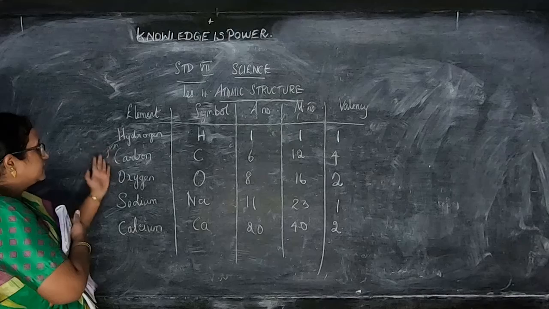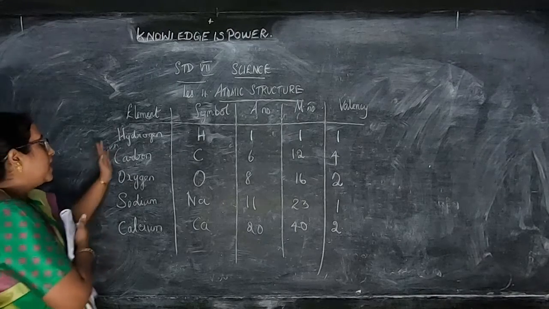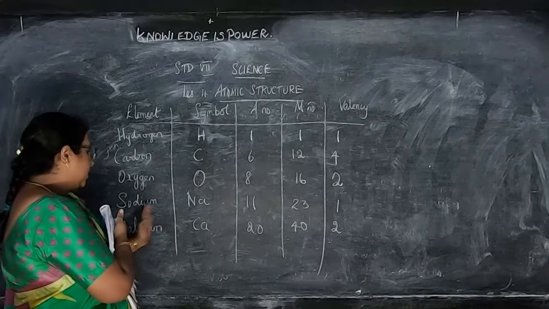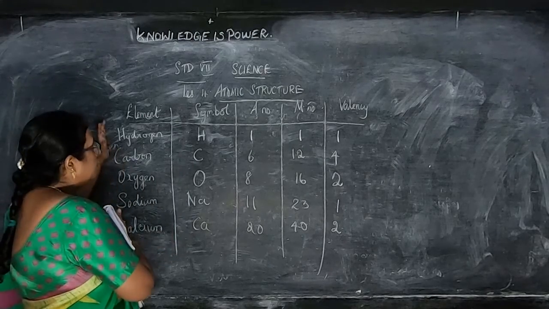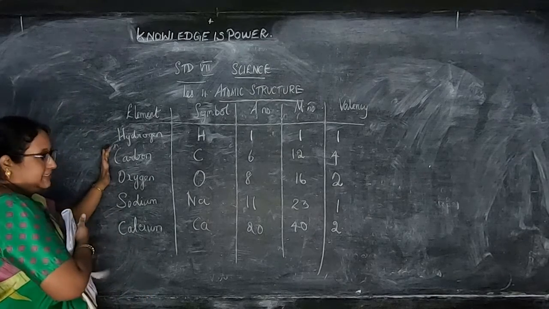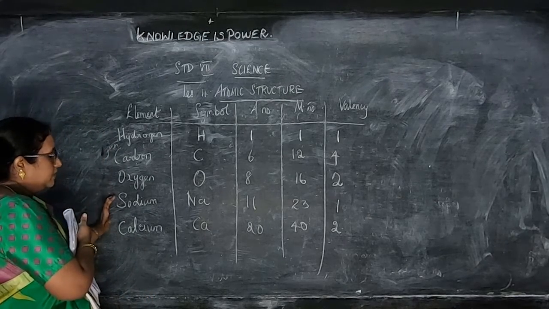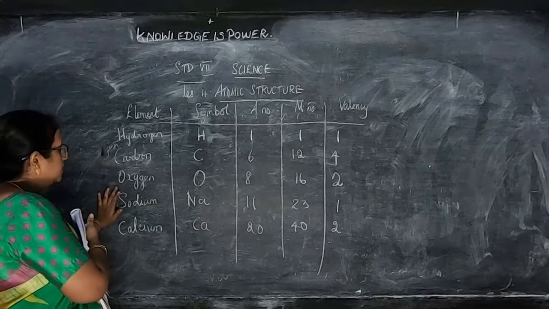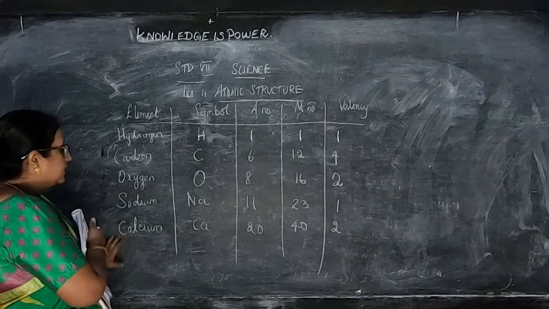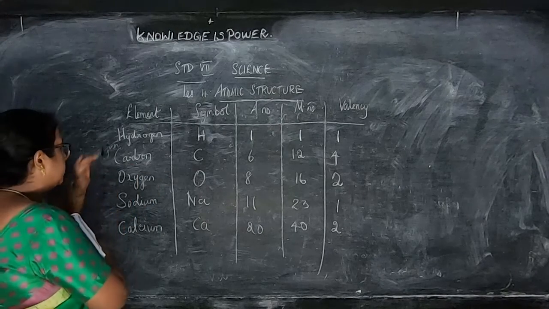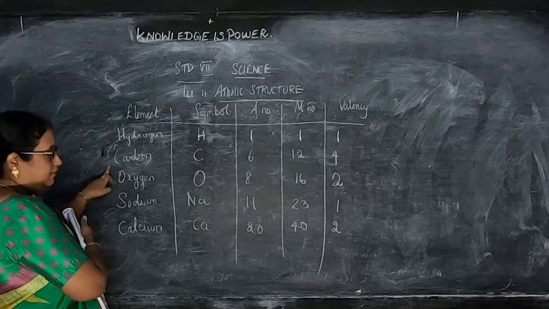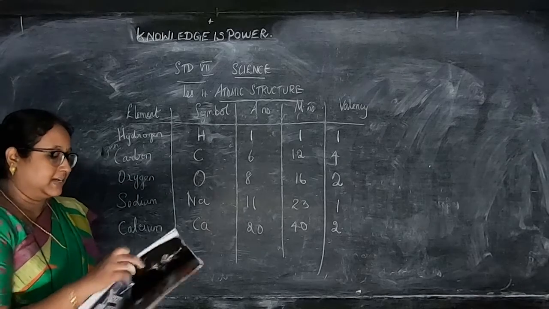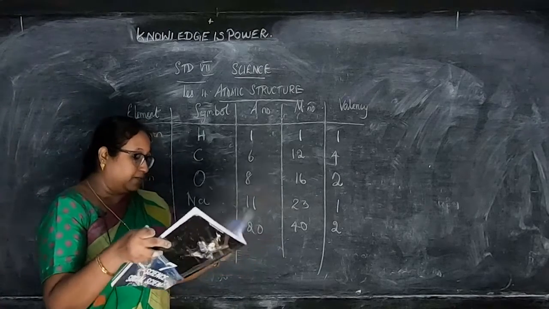So the elements are hydrogen, carbon, oxygen, sodium and calcium. The symbols are H, C, O, Na and Ca. The atomic numbers are hydrogen 1, carbon 6, oxygen 8, sodium 11 and calcium 20. Mass numbers are hydrogen 1, carbon 12, oxygen 16, sodium 23 and calcium 40. The valencies are hydrogen 1, carbon 4, oxygen 2, sodium 1 and calcium 2. Did you understand this, students? Next we'll see page number 48, children.